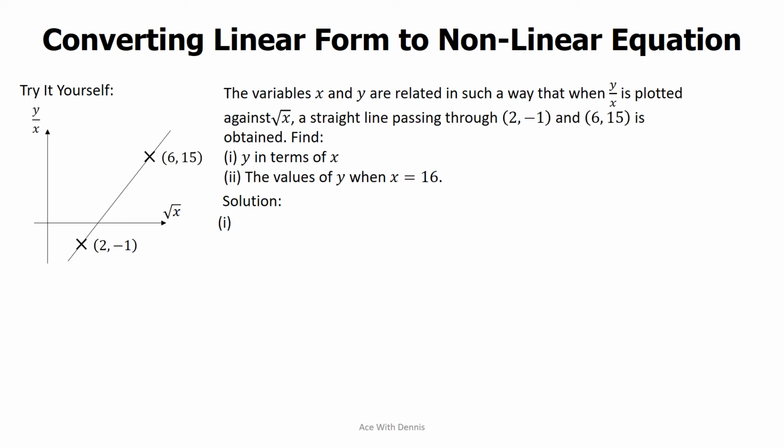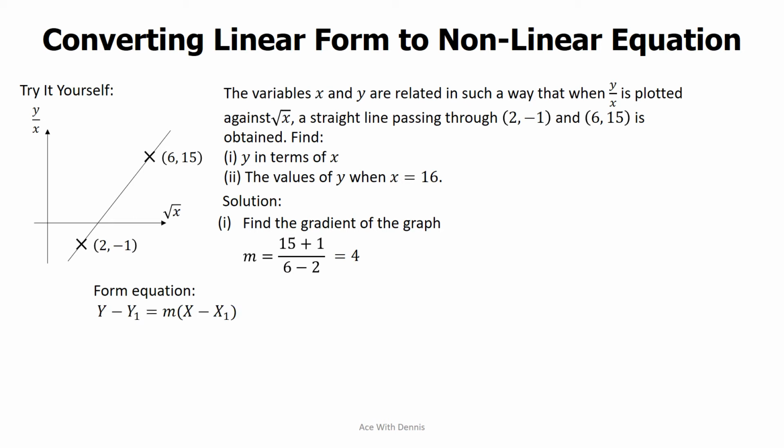Here is the solution. Number 1. First, we want to find the gradient of the graph, which is m equals 15 plus 1 over 6 minus 2. We use the coordinates of the 2 points given, so we get the gradient is 4. Now we can start to form the equation. Capital Y minus capital Y1 equals m bracket capital X minus capital X1. So capital Y is y over x, plus 1, equals m is 4, equals 4 bracket root x minus 2.